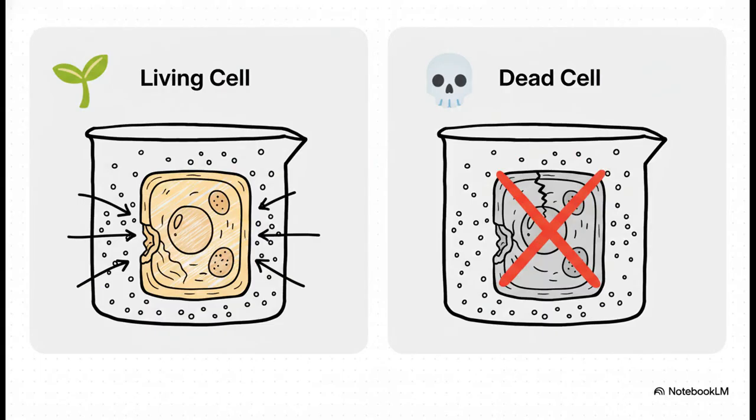Now, here is a very important point to remember for your exams. Plasmolysis can only happen in living cells. And why is that? It's because osmosis needs a living, functioning, selectively permeable membrane. In a dead cell, this membrane is damaged, so osmosis cannot happen, and therefore, plasmolysis cannot happen either.